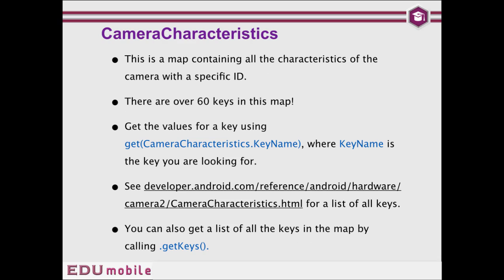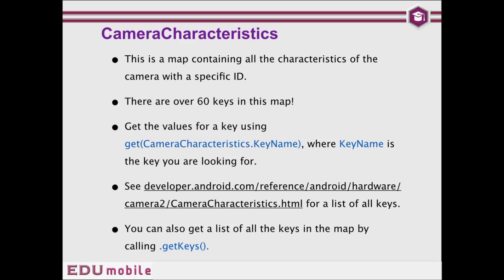So CameraCharacteristics is a fairly complex thing because there are a lot of possible characteristics for a camera device. It's a map, a key-value pairing of all of the characteristics of the camera whose ID you pass in. There are over 60 keys in this map. We can get the value for a specific key using get. So we use get(CameraCharacteristics.KEYNAME), where KEYNAME is the key you're looking for.